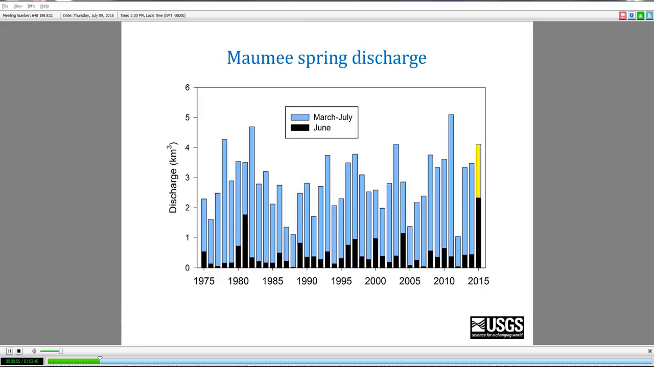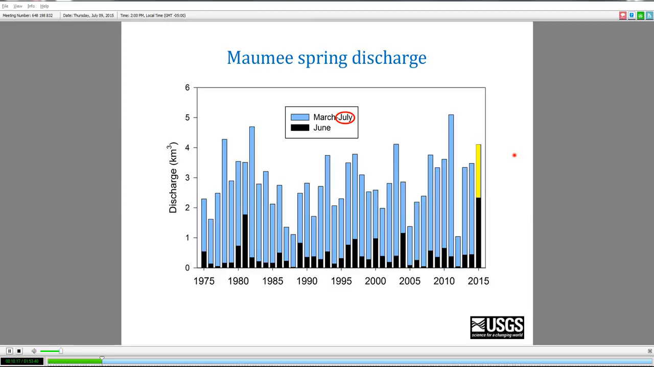So what did we find? So if we look at the Maumee spring discharge, this is showing the discharge from 1975 through 2015. The entire bar is March through July. And I circled that because in 2015, we haven't gone through July yet, so this is an incomplete bar so far. The black bar is June.